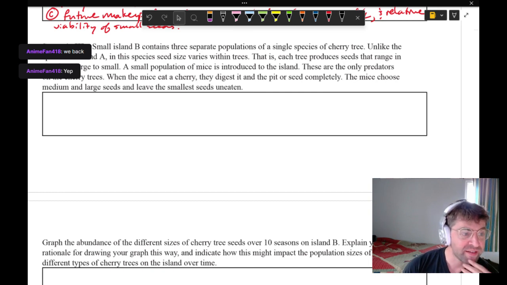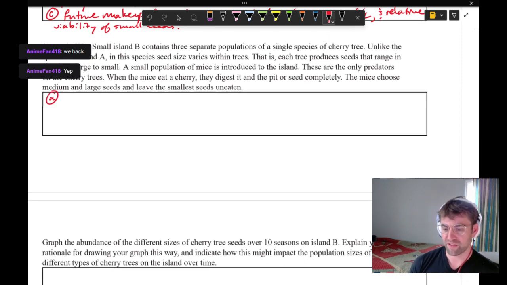Scenario 3. Different island. Small island B contains 3 separate populations of a single species of cherry tree. Unlike the species on island A, in this species, seed size varies within trees. Okay? That is, each tree produces seeds that range in size from large to small. A small population of mice is introduced to the island. These are the only predators on the cherry trees, and when the mice eat a cherry, they digest it and the pit or seed completely. The mice choose medium and large seeds and leave the small seeds uneaten.